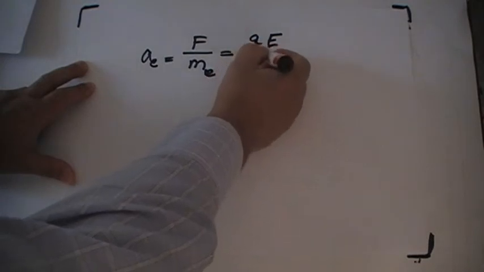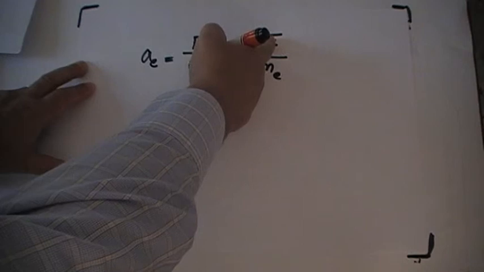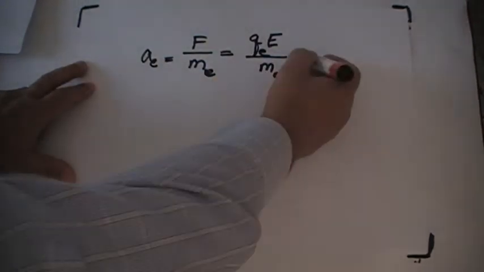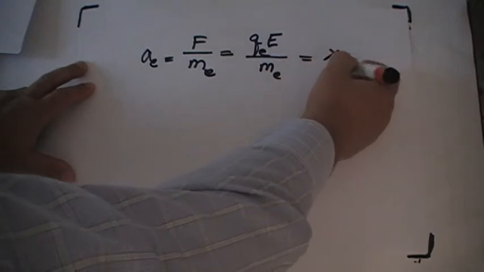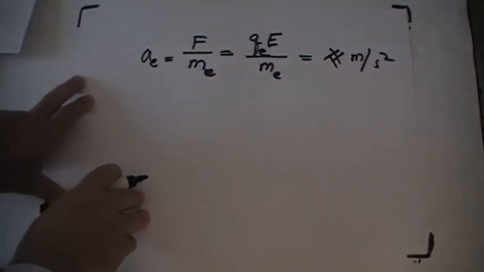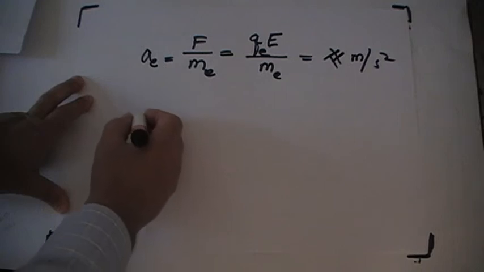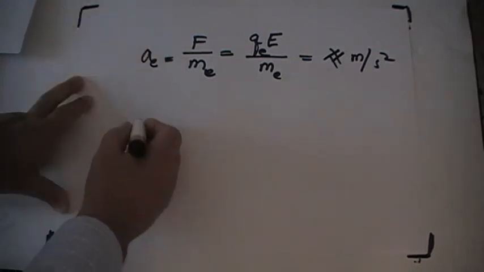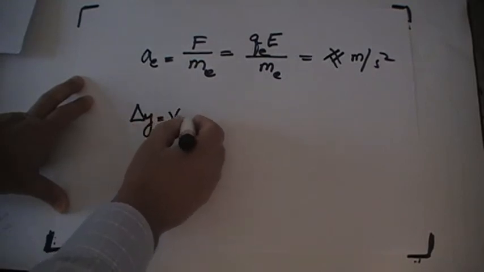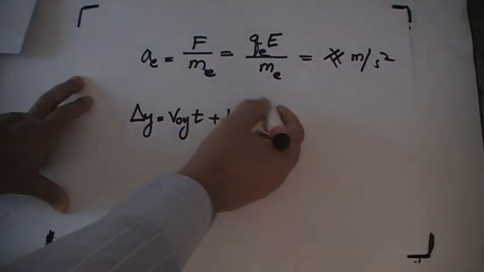Sorry, no, this is Q of the electron. Q of the electron, and the electric field we have not calculated, but it was given to us, and M of the electron is given. So this is a number now. We have it in meters per second squared. Once I found that, the next thing I wanted to find was the time taken, because I have delta y. So I can use the equation which says that delta y is equal to v0y t plus a half a t squared.